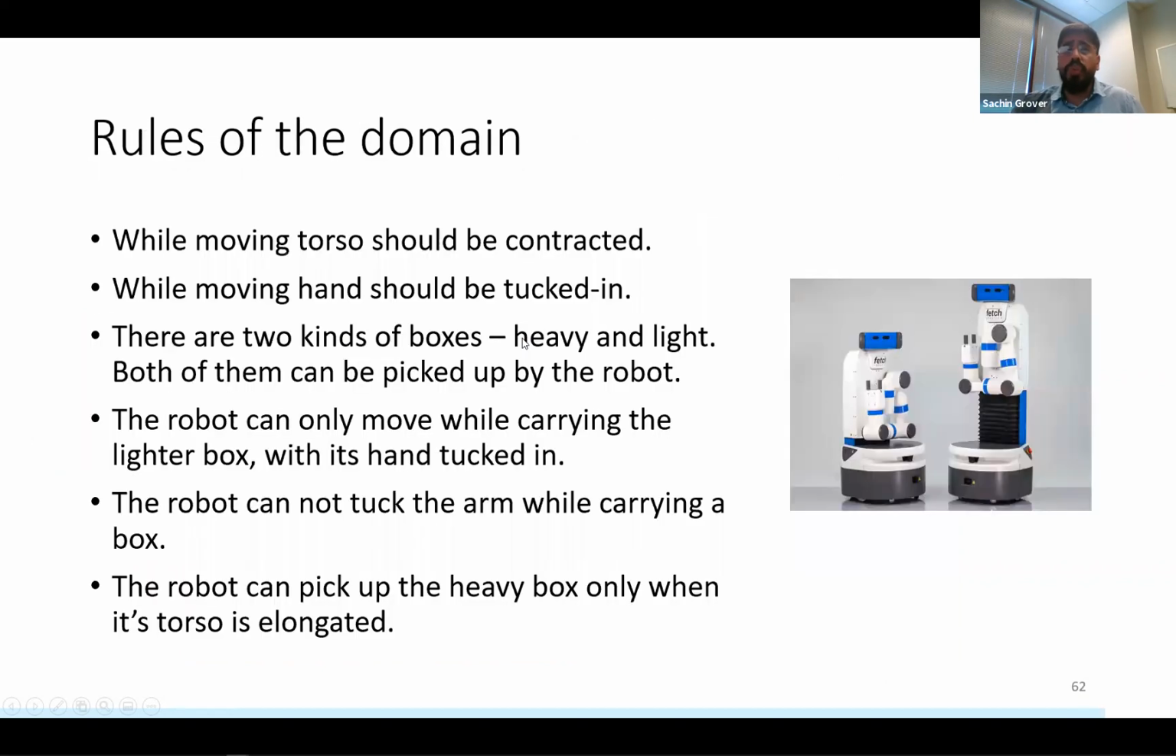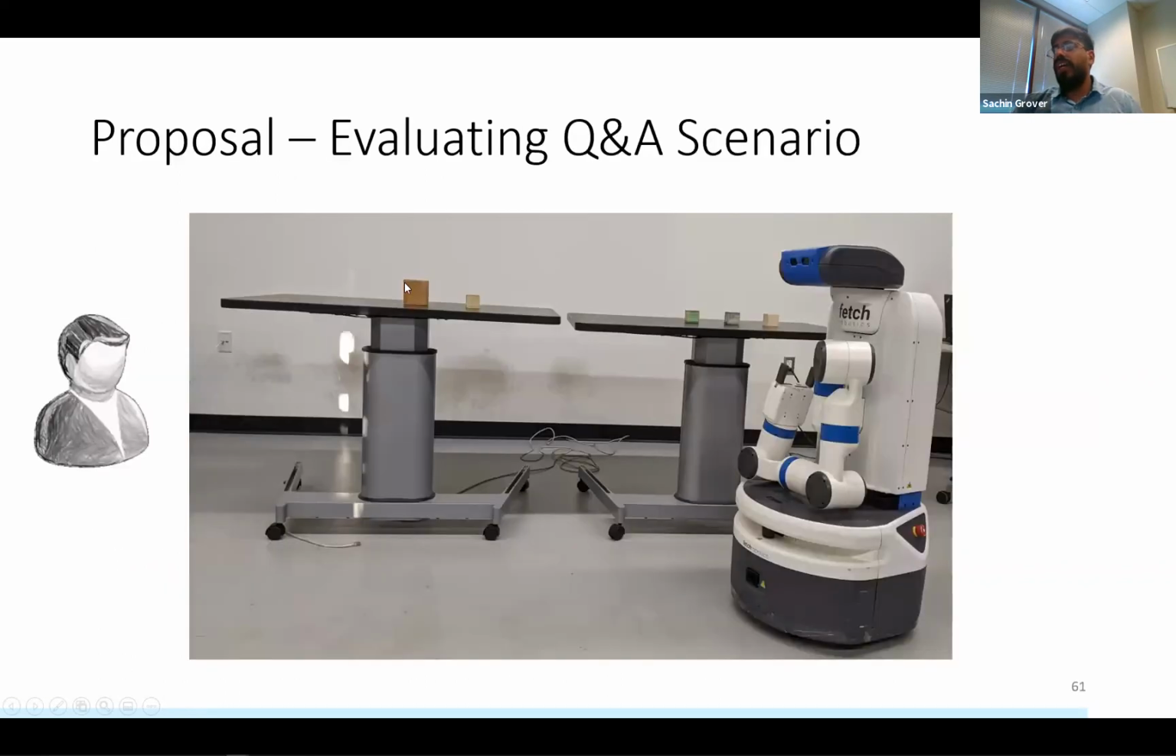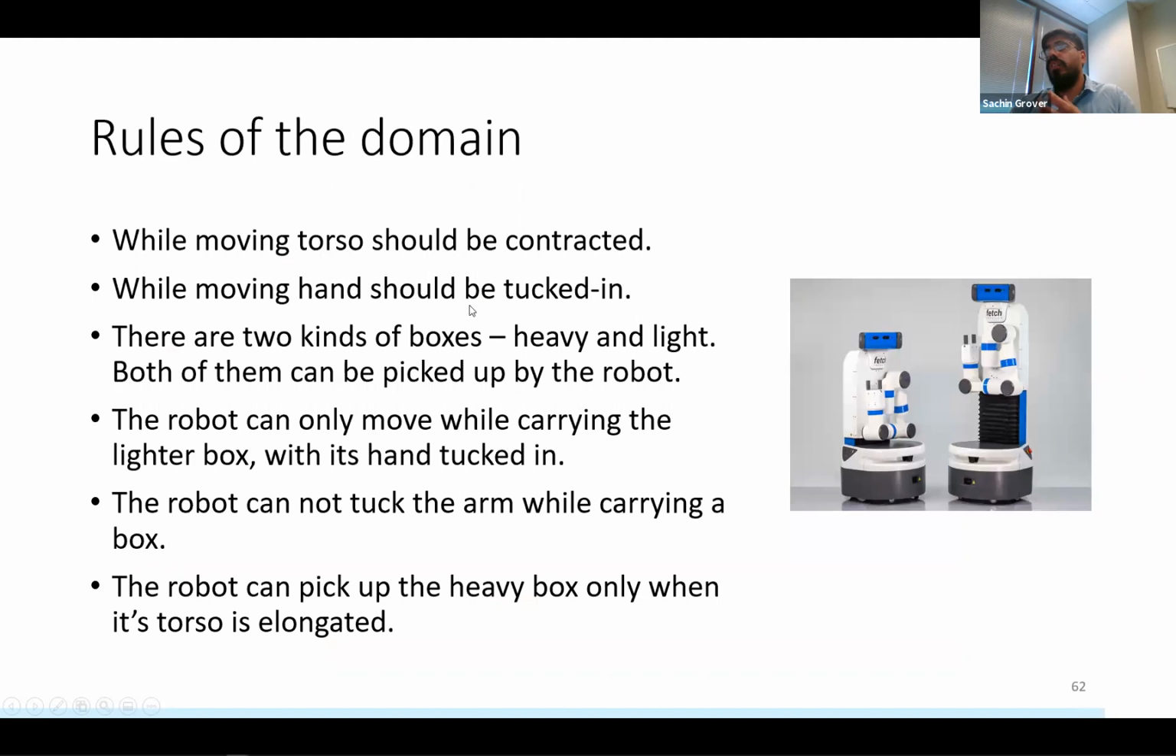These rules could be like, when the robot moves, the robot's torso, which is this, should not be in the elongated form, otherwise it can topple. Then, as shown, there are heavy blocks and lighter blocks. So whether it can carry them, in what cases it can carry, and another rule was that only a lighter box can be transferred from one table to another, and stuff like that. These were the sort of constraints on which the human would be questioned.